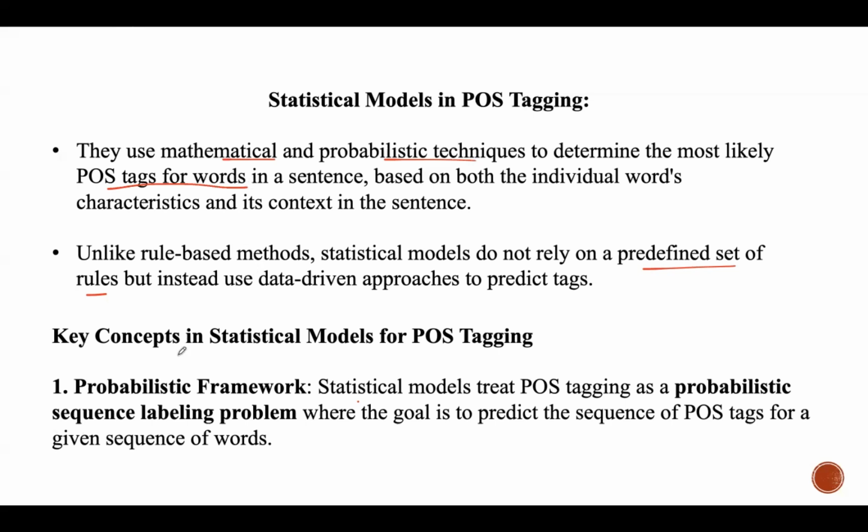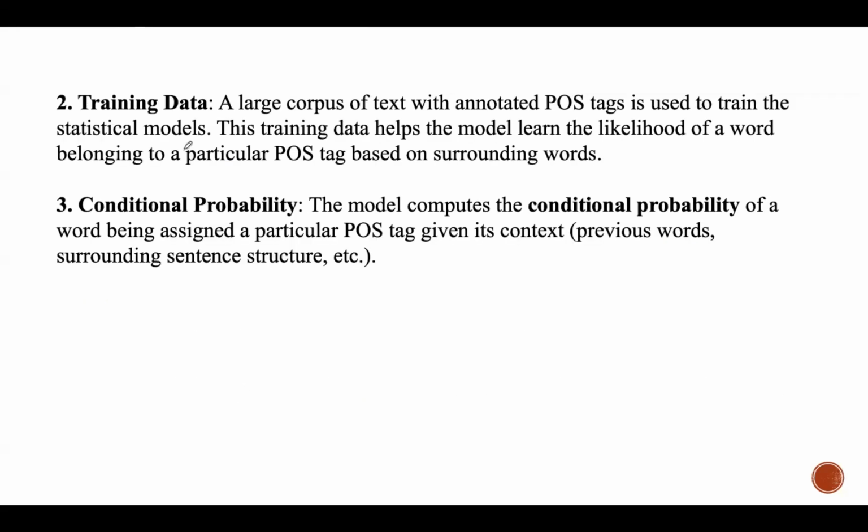Coming to the key concepts, the first one is the probabilistic framework. Statistical models rely on probabilities to predict the correct POS tag for each word, and these models use frequency and patterns observed in the training corpus to make predictions. Then training data. Statistical models learn from an annotated corpus, which is a collection of text where each word is labeled with its correct POS tag. The size and quality of the corpus are very important for training the model.